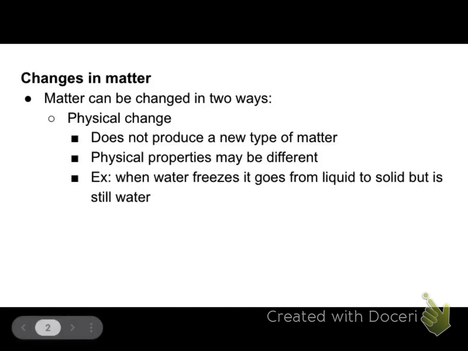An example of this is freezing water. When you freeze water, it goes from being a liquid, which has no shape of its own, to being a solid, which has a shape of its own, is harder, and sometimes the color is different, right? It goes from being clear and see-through to being white. But it's the same substance at the beginning and at the end. It's water when it's a liquid, and it's still water when it's a solid. So that is only a physical change.